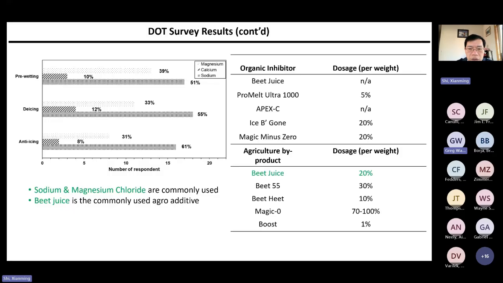And then we also asked the question about what kind of corrosion inhibitor they use. And out of the 21 valid responses, beet juice is the most commonly used additive to reduce the corrosion of such roadway deicers. And we also asked about dosage. You can see on the right-hand side, typically the beet juice dosage is around 20%. In other words, it's a 20 to 80 volume blend with salt brine, salt brine typically at 23% sodium chloride or 30% magnesium chloride.